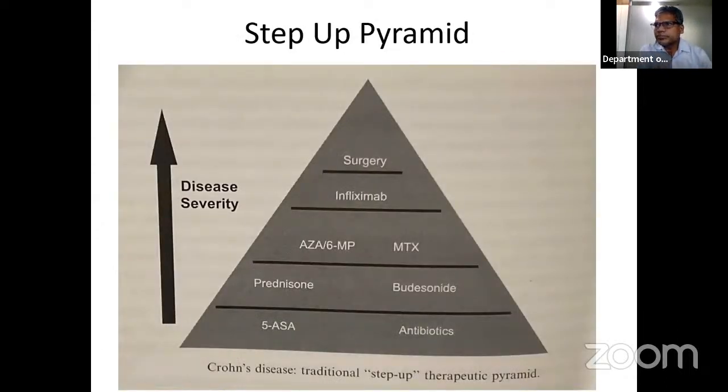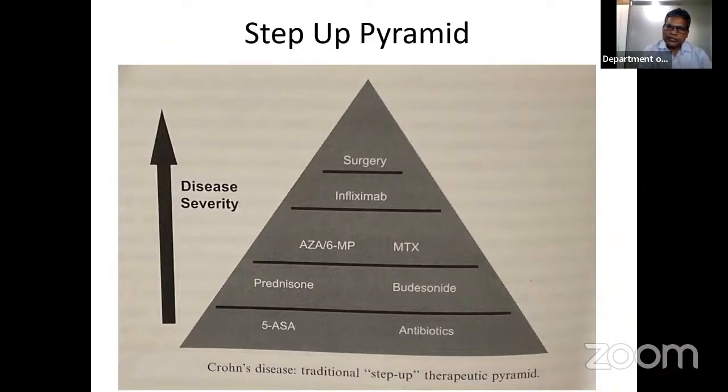Now, this is the treatment pyramid, medical and surgical, of a step-up approach, which starts from the base, from antibiotics to 5-ASA treatment. And as the disease severity progresses, there is the addition of prednisolone steroid with a thiopurine derivative, then the TNF antagonist in the form of Remicade, and finally, lastly, surgical combination. As the disease severity increases, the treatment is added in a step-up pattern.